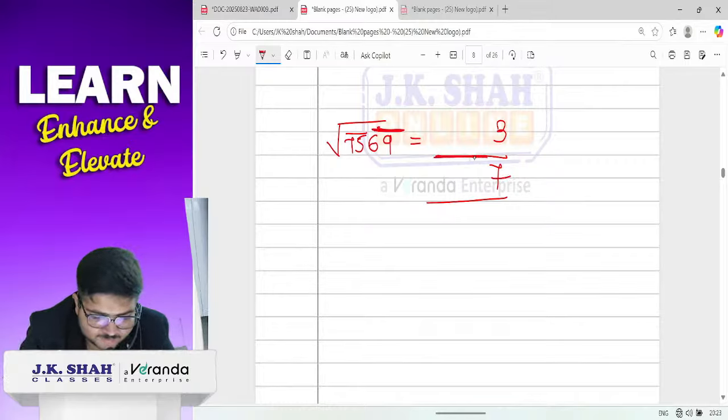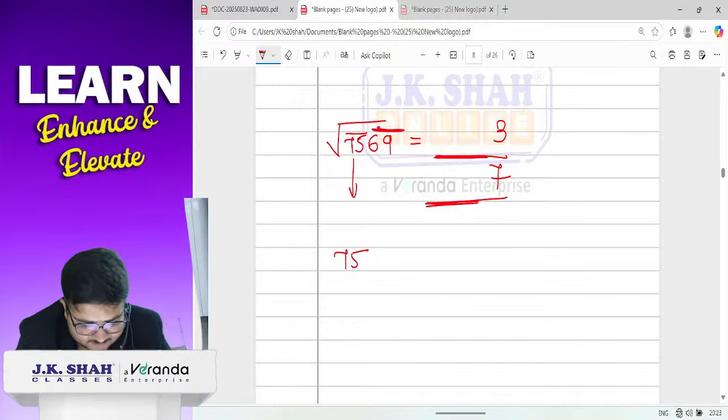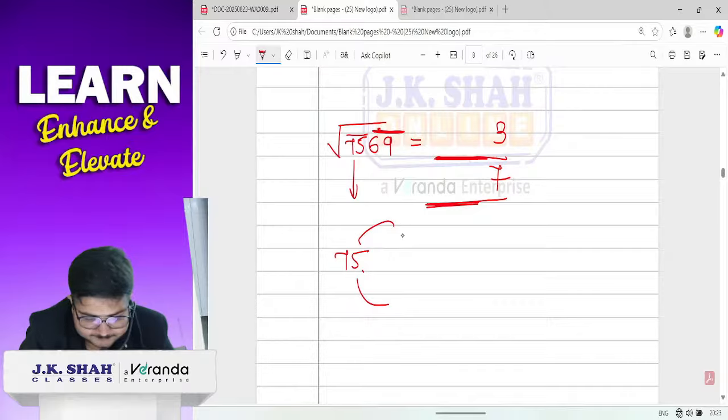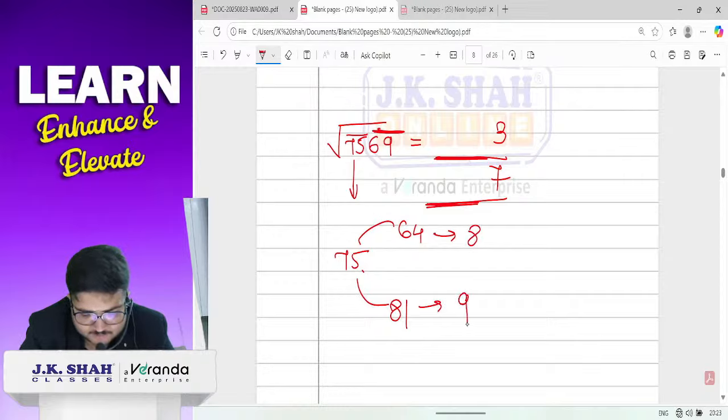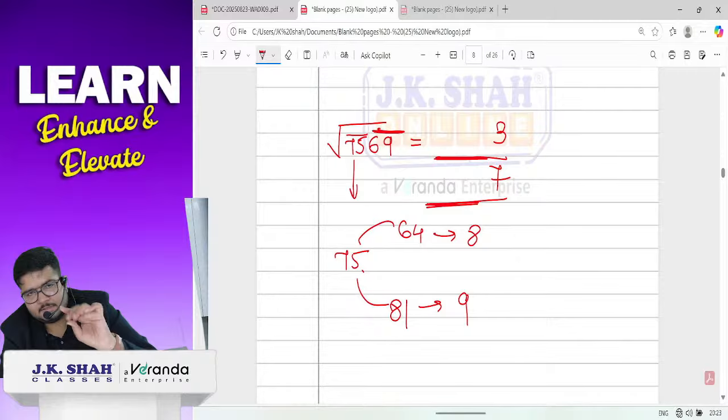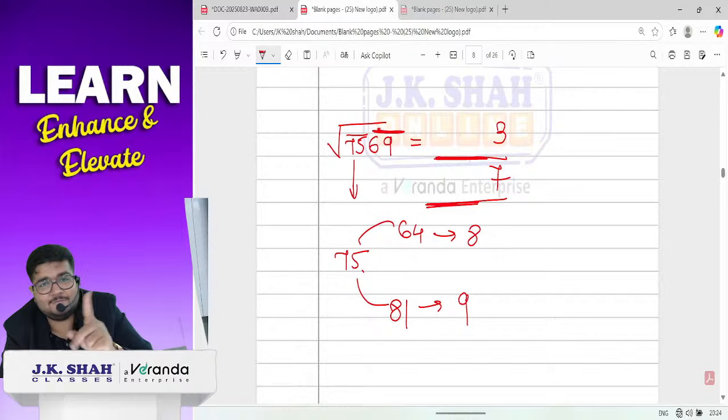Now how to find out the previous number? That 75 will help us. Now take this 75. 75 comes between which two perfect squares? 64 and 81. This is the square of 8 and this is the square of 9. That means 75 comes between 8 squared and 9 squared. Always take the smaller one. You don't have to take the closer one right now. Take the smaller one right now.